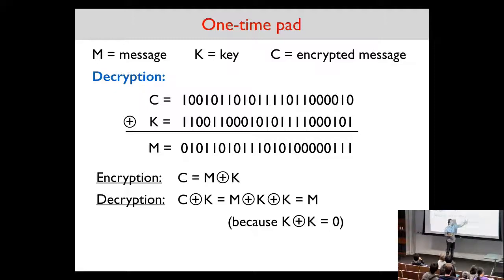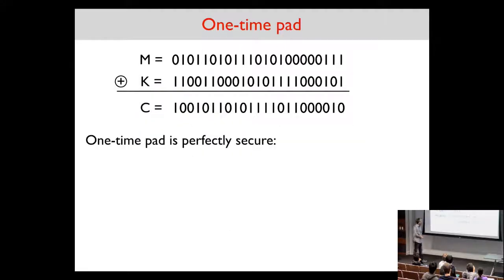Now this is going to be M simply because K XORed with K is going to be 0, the all 0 string. If you take 0 plus 0 mod 2, it's 0. If you take 1 plus 1 mod 2, it's 0. So the decryption works the same way as the encryption.